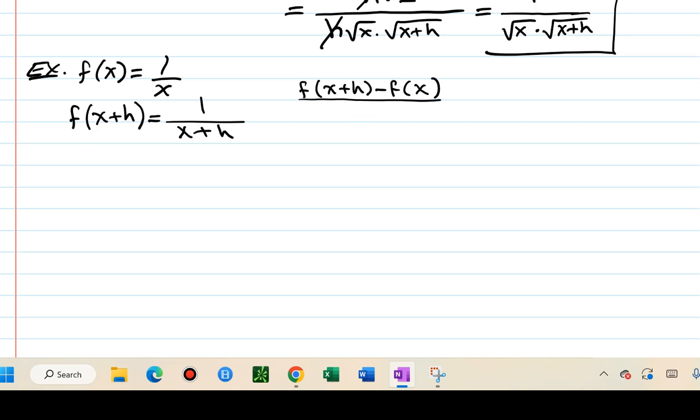All right. And f at x plus h is going to be a rational expression, 1 over x plus h. F of x is 1 over x. Minus that, divided by h.